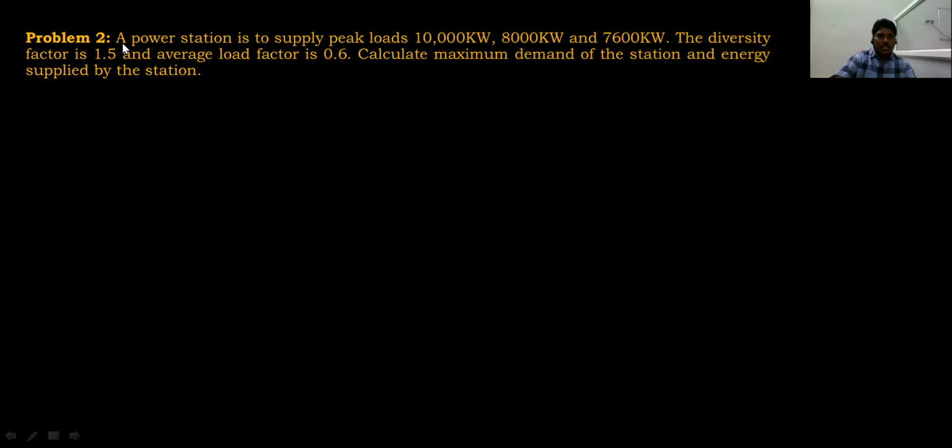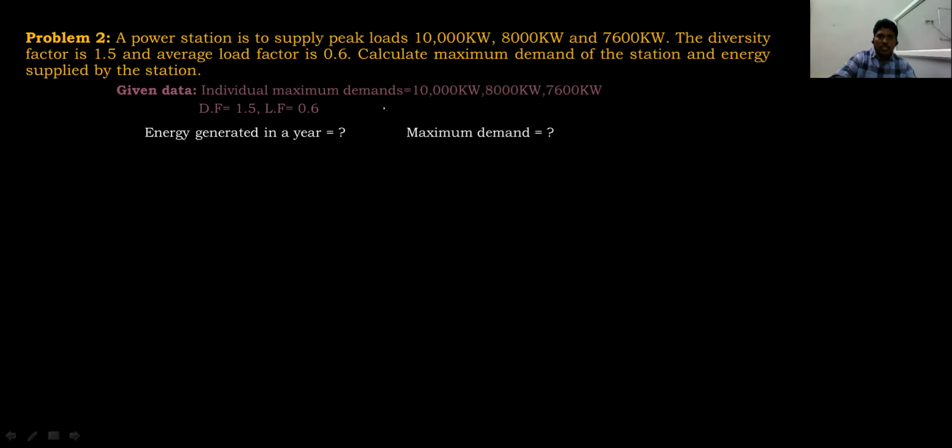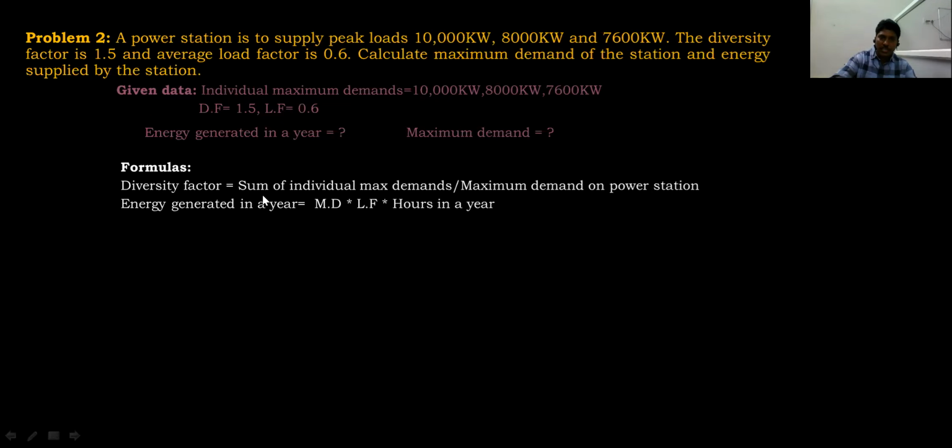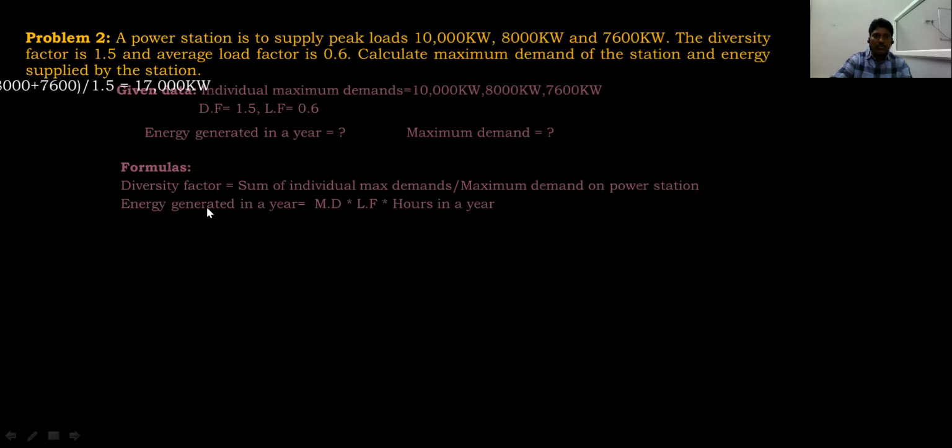Here, the diversity factor, we know the formula from the previous video, is equal to 1.5, given. That is equal to the sum of individual maximum demands divided by the maximum demand on the power station. Individual maximum demands, diversity factor, and load factor are given; we need to find the energy generated in a year as well as the maximum demand. The formula, which we already know from the last video, is diversity factor equals the sum of individual maximum demands divided by the maximum demand on the power station.